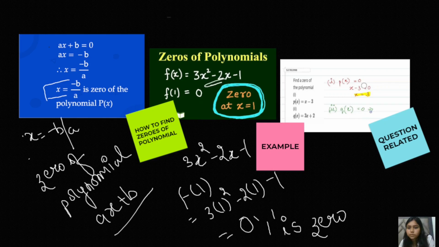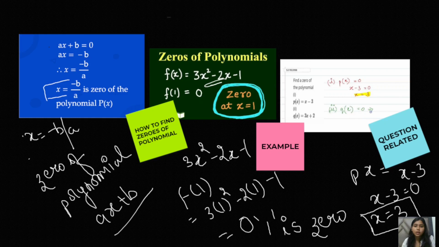So there is another question. The question is, if p(x) is equal to x minus 3, then what will be the 0 of the polynomial? When you have to find out the 0 of polynomial, the simple step is just put the equation equal to 0, and whatever will be the value of x will give you the 0 of the polynomial. So in this case the value of x is 3, so 3 is the 0 of polynomial. Okay, let's now move forward.